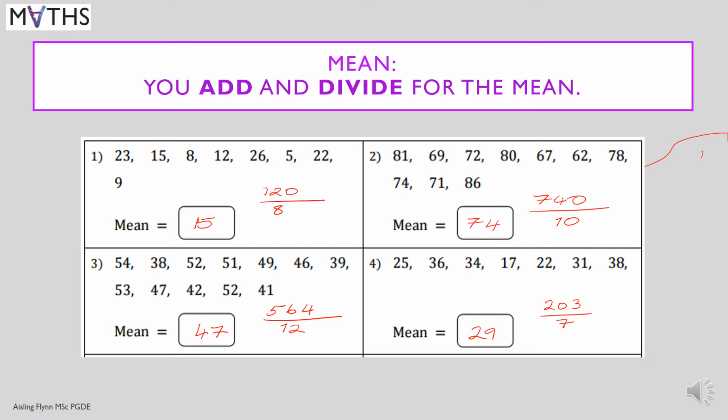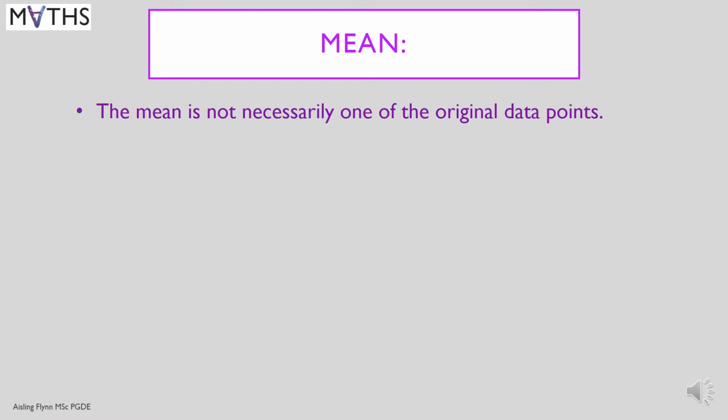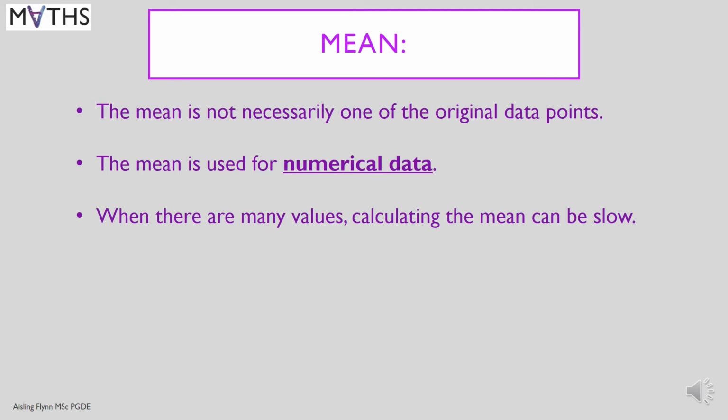And if you look at the last one here, 29 is not one of the original values. It doesn't have to be one of the original values. So, in conclusion, the mean is not necessarily one of the original data points. We saw that. The mean is used for numerical data. Obviously, you cannot add words or divide words.